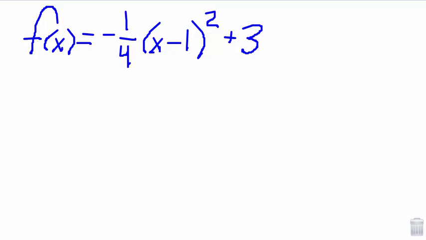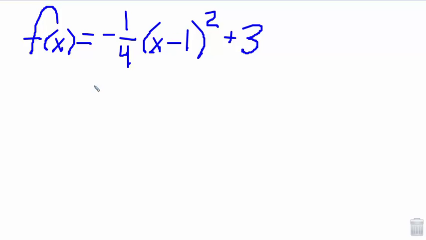Okay, so I want to talk about going from vertex form to standard form. So we just put our problem into vertex form, and from here we're going to go to standard form. Now if you look at your problem, okay, we have it like this, but what does x minus 1 squared mean?